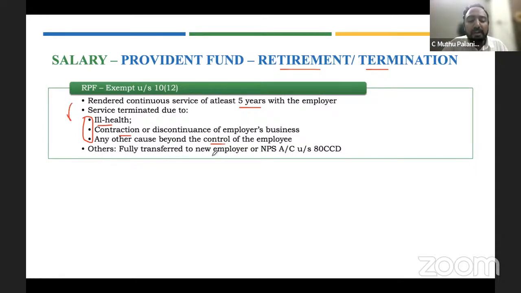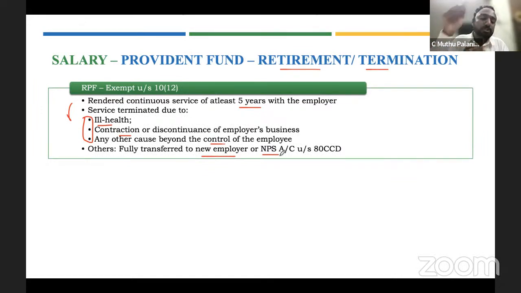Last one, fully transferred to new employer. So I am quitting company A, joining company B. My provident fund in company A is transferred to company B, that is also covered. Similarly, with the national pension scheme, if I'm converting from PF to the national pension scheme, this transfer is also allowed.